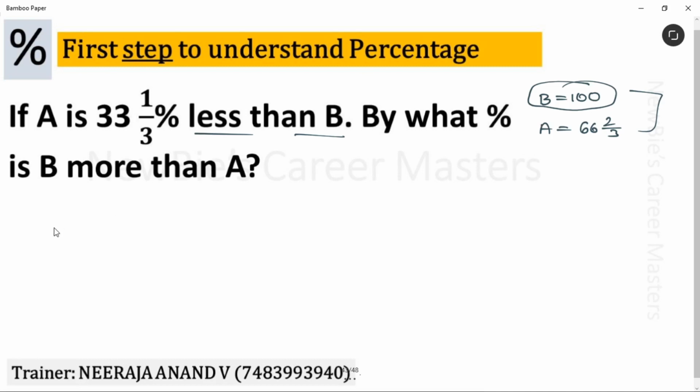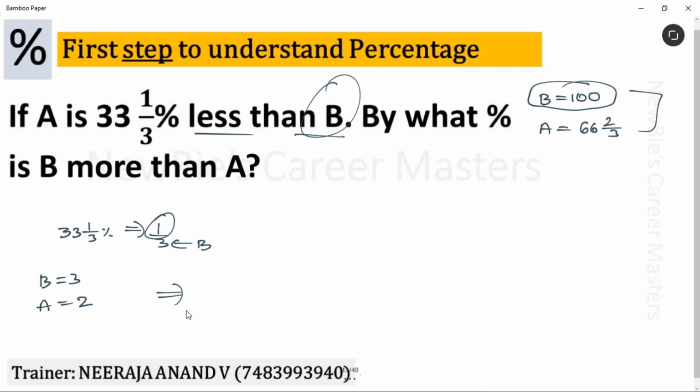Let's try this with the second method. What we have to do? Take the fraction value of this percentage, that is 1 by 3. Comparison is with B. So let's take this denominator as B. B value is 3. Let's calculate A value now. See, A is less than B. How much? A is 1 less than B. This simple. See, we got both the values.